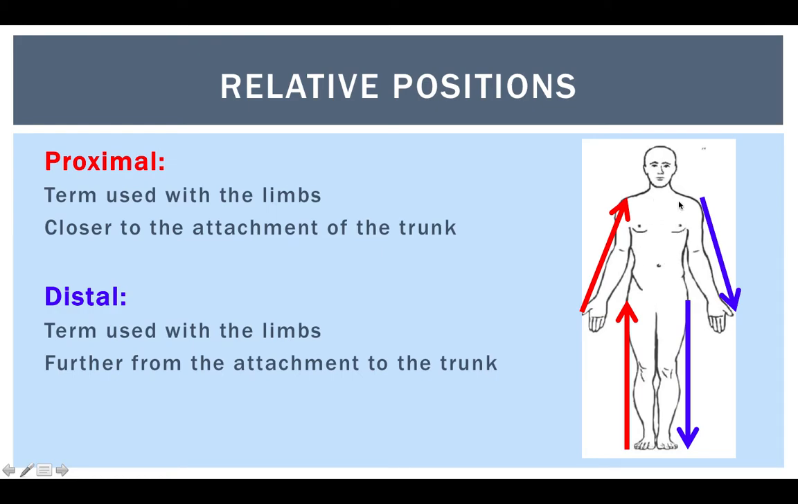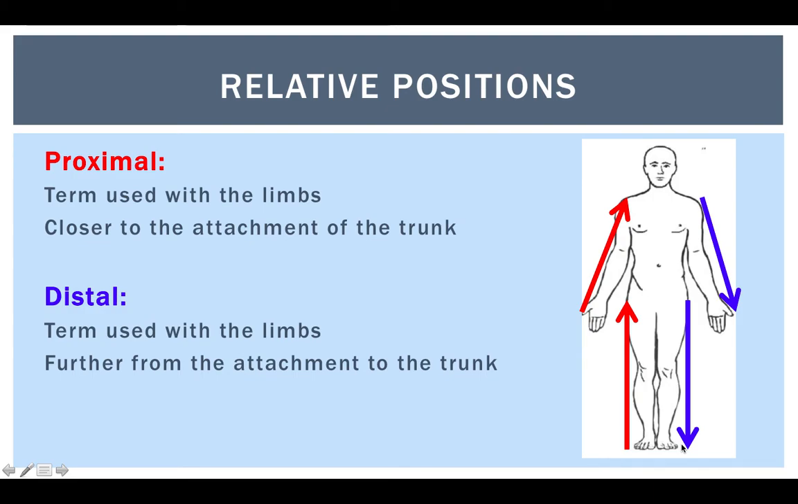So to get closer to the torso on the arm is to get closer to the shoulder. So I am moving from the fingertips towards the shoulder. I'm moving proximally. If I'm moving from the toes to the hip, I'm moving proximally. If I'm moving from the shoulder down to the fingertips, I'm moving distally. If I'm moving from the hips down to the toes, I'm moving distally.